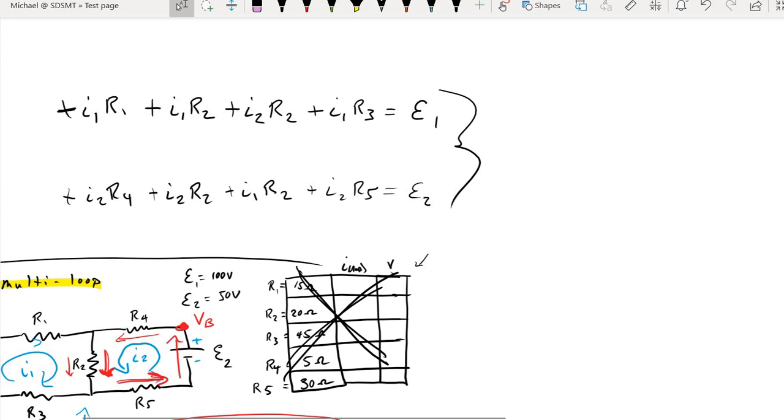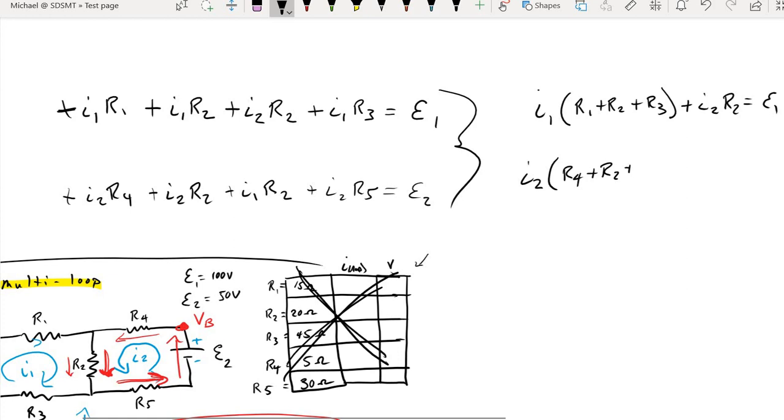For that top equation, I have a lot of terms with current 1 in them, so I'm going to factor out current 1, which will leave me with R1 plus R2 plus R3, and then we have that single I2 term equals E1. Likewise, for the bottom equation, there are a lot of terms that have I2, so I will factor those out. R5 plus the I1 term.